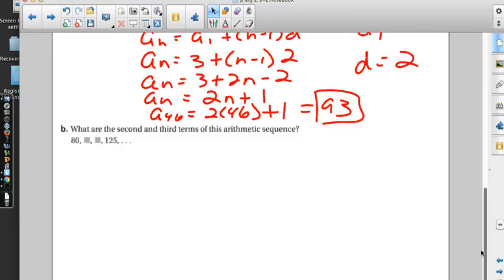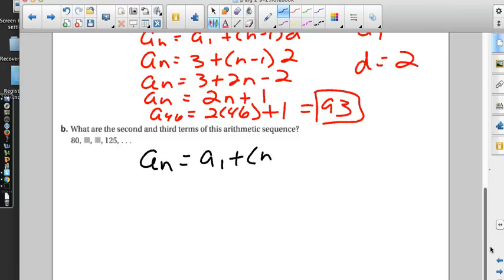So with this one, we know what the first term is, but we don't know what D is. And that's our job. So second and third terms of this arithmetic sequence. Let's see, I need a formula to start off with. Josh, what formula should I use? Same one, right? Now I have to recognize what do I have so I can find D.